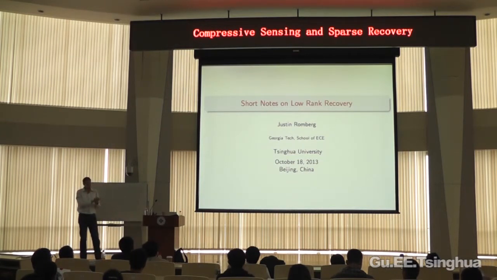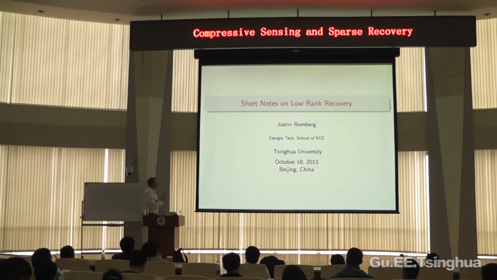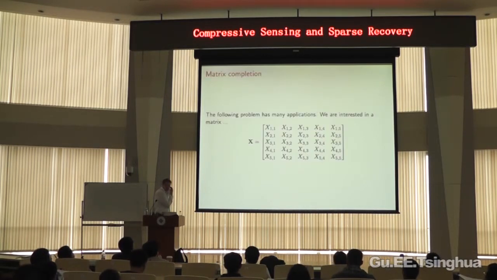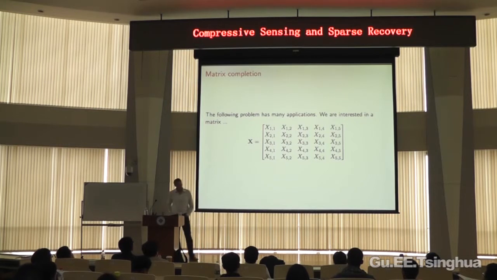The structure we will use is, rather than a vector being sparse, we'll be talking about a matrix, and the structure of the matrix is that it's low rank. It's another very useful basic model in applied mathematics. There are a couple things you might think about, so let me give you some examples to help you think about what's going on. Here's a classical problem, easy to understand, called matrix completion.